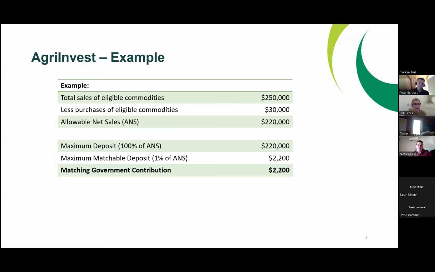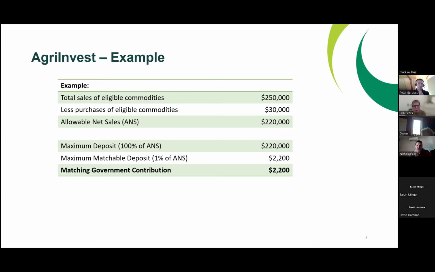So I'm just going to bring up an example here. I know some of you producers run a mixed operation, so I came up with an example for that. Let's say you have $150,000 in cattle sales and you have $100,000 in blueberry sales. That would leave you a total of $250,000 for your allowable eligible commodities.